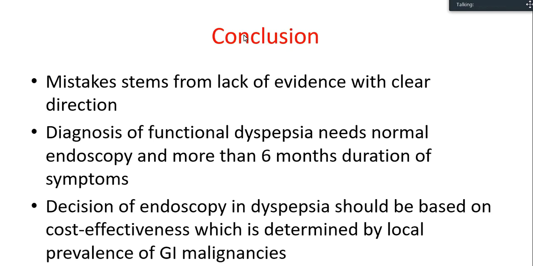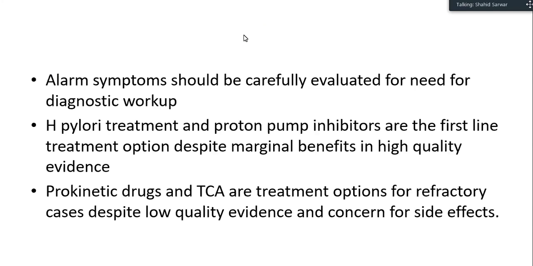The decision for endoscopy should be based on cost effectiveness, which needs local prevalence of GI malignancy. So again, this is an area which will need clinical judgment to make decisions. Alarm symptoms should be carefully evaluated for the need for diagnostic workup. H. pylori treatment and proton pump inhibitors are still the first line treatment option, despite marginal benefit in high quality evidence. Prokinetics and TCAs are treatment options, but for refractory cases, despite the low quality of evidence and concern for side effects. Thank you very much.